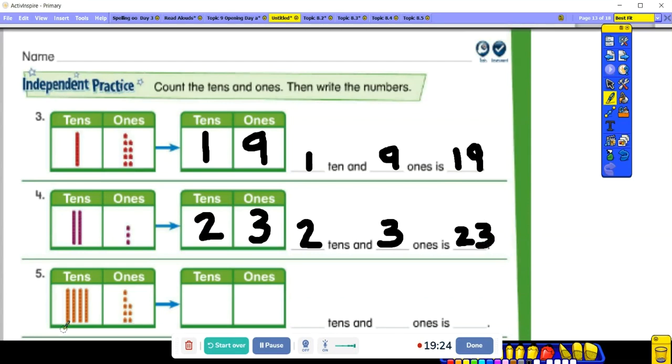Okay, and the last one, start by counting your tens. 1, 2, 3, 4 groups of 10. How many ones? 1, 2, 3, 4, 5, 6, 7, 8. So again, we know 4 tens, 8 ones, and that gives us 10, 20, 30, 40, 41, 42, 43, 44, 45, 46, 47, 48.